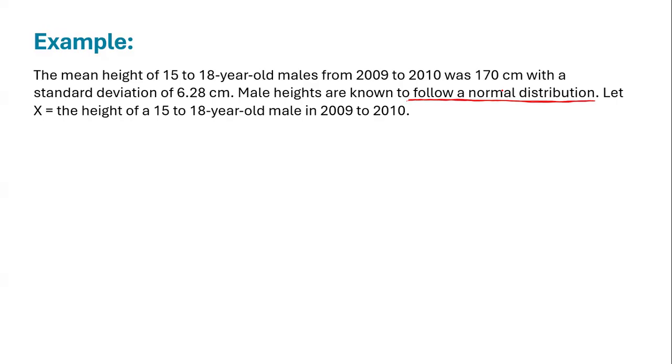And it says let X, or the random variable, be the height of a 15 to 18-year-old male in 2009 to 2010. Okay, since we have a normal distribution, how can we show the normal distribution? The X is a random variable and we have a normal distribution where the mean is 170 and the standard deviation is 6.28. So we put these two values inside the parenthesis to represent the distribution. And don't forget, we always put the mean first and the standard deviation second.